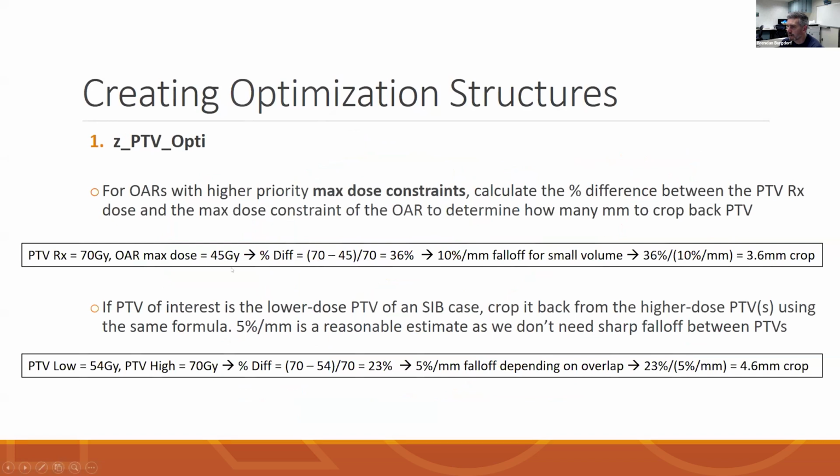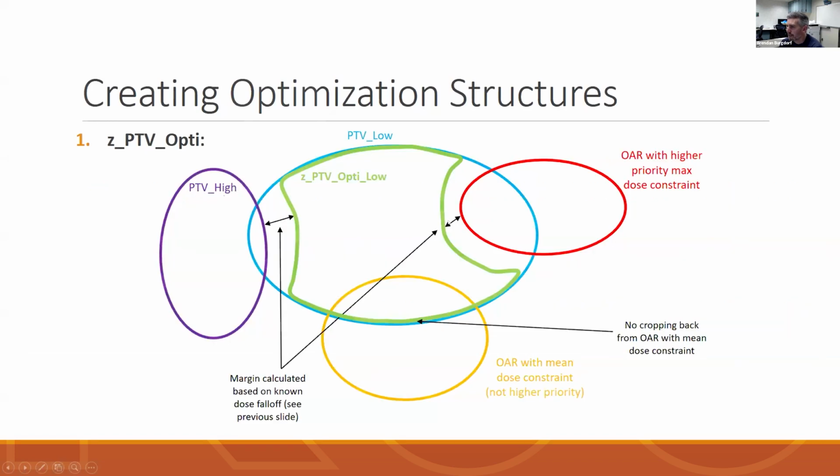So say this OAR in red has a max dose of 45 gray, then we want to crop back by 3.6 millimeters if the prescription to this is 70 gray. It really depends on the prescription dose to the target and the constraint.